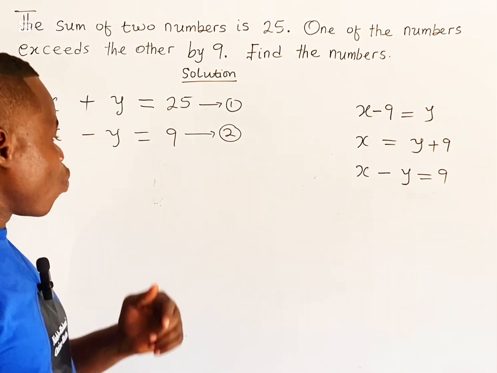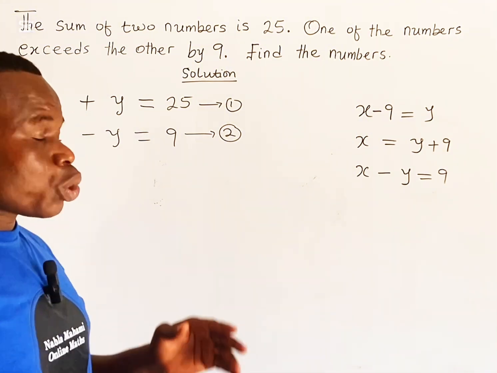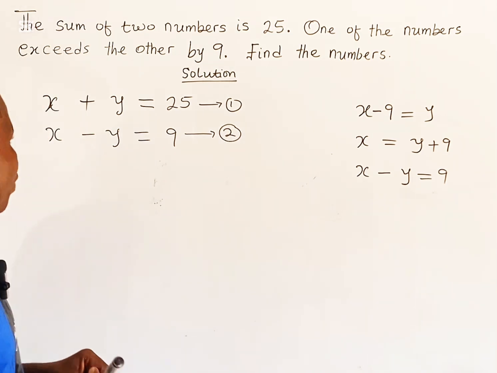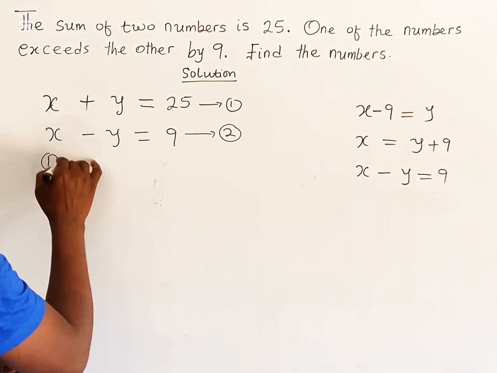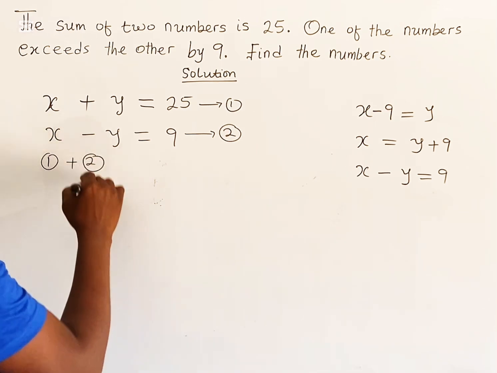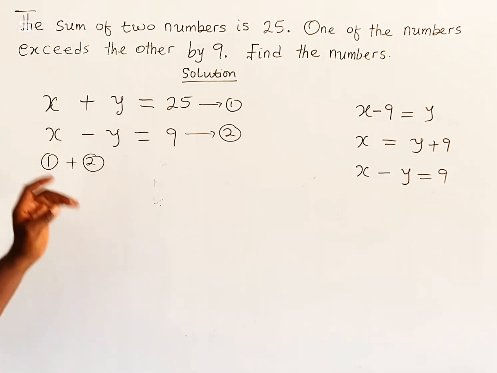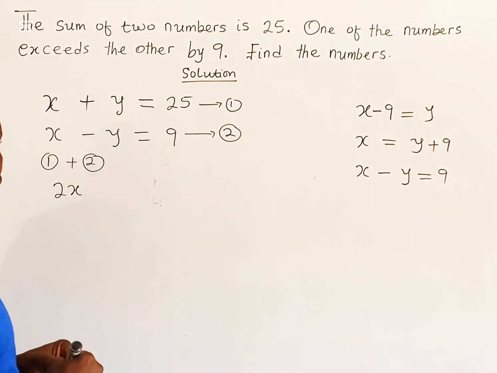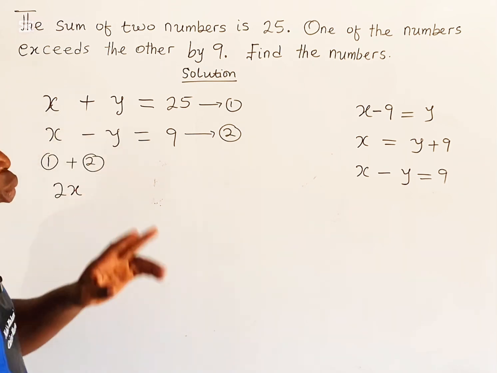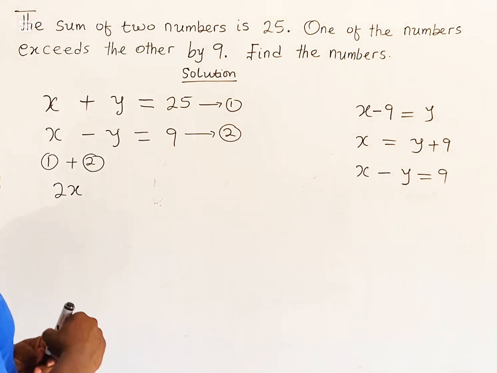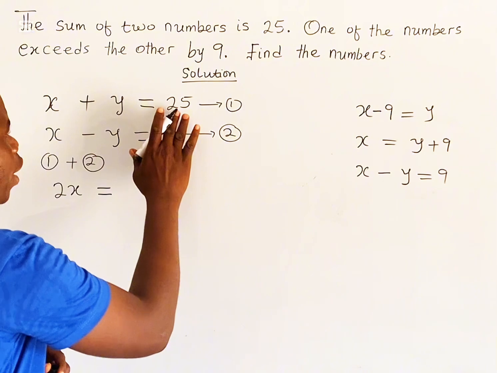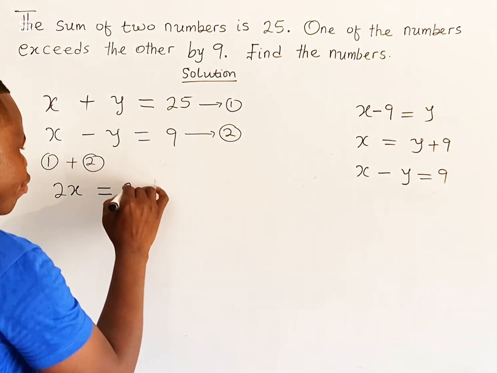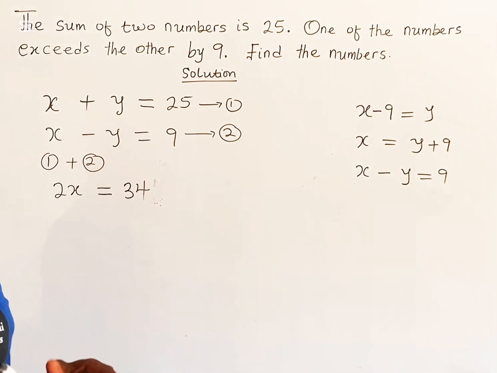And these two equations, the easiest way that you can use to solve these two equations is by elimination. And by elimination, I can say that equation 1 plus equation 2. So if I say x plus x, I will get 2x. y minus y is 0, so it will go off. Then here, 25 plus 9 is 34.